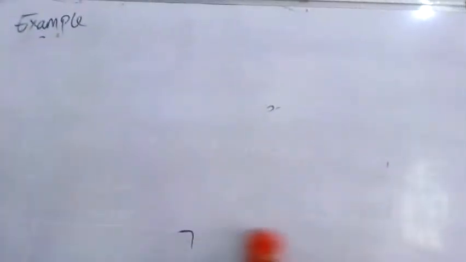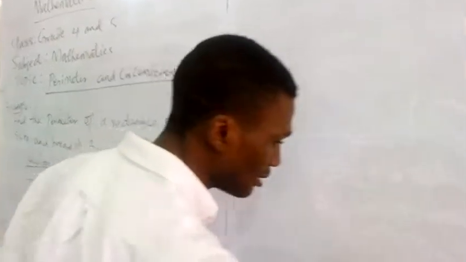We now look at perimeter of squares. As I said earlier on, the square has 4 equal sides, and as such, the perimeter is given as 4 times length.